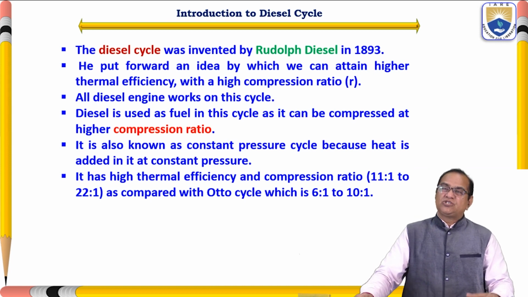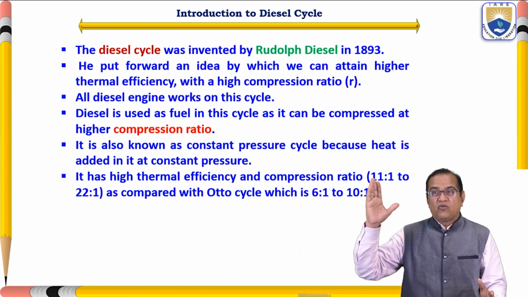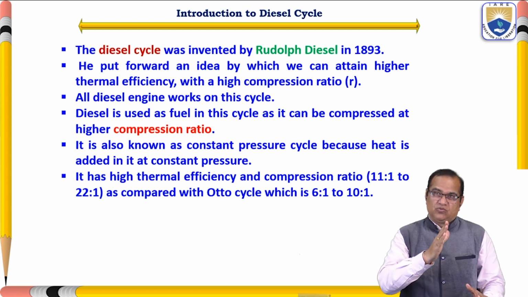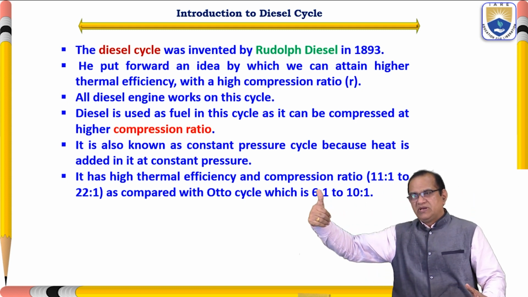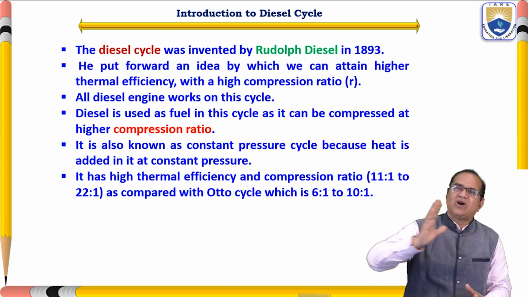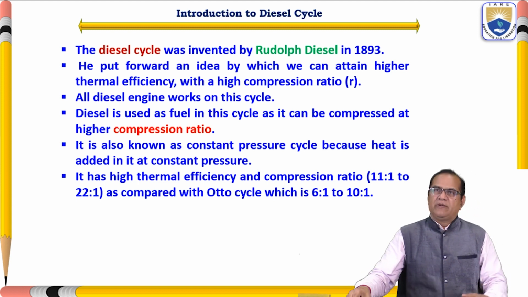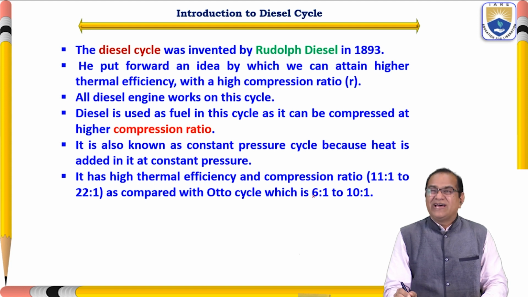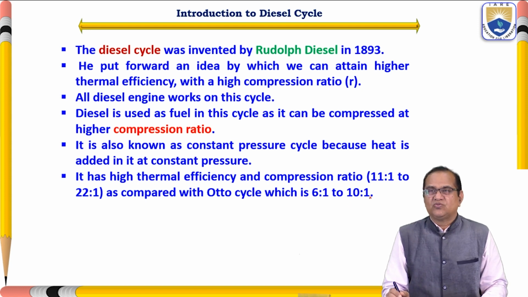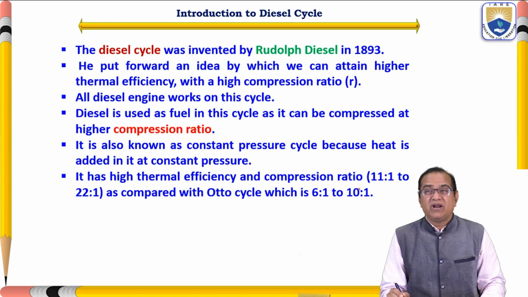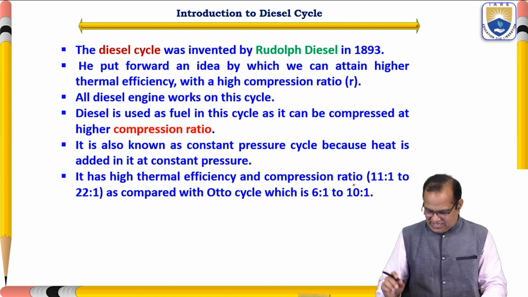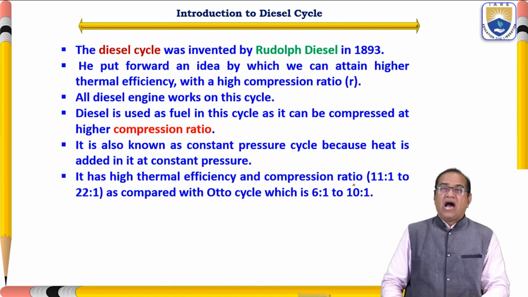Compression ratio, I have discussed already, is V1 by V2, meaning the maximum volume divided by how much you are compressing. That is called the compression ratio. In the Otto cycle, we have 6:1 to 10:1. So the diesel cycle is nearly double that of the petrol engine or the Otto cycle. That is, the ratio is more.